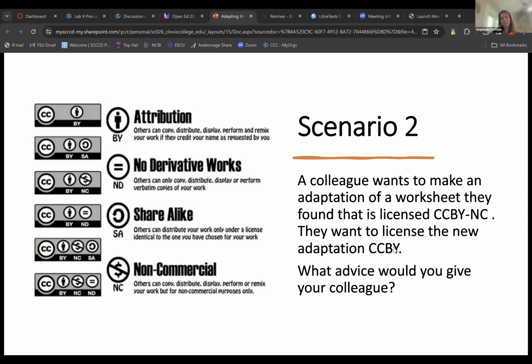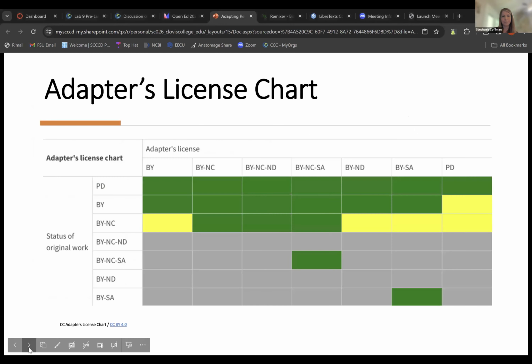So it honors the wishes of the people before, but it also greatly simplifies things for downstream users who are using this. They don't have to try to figure out which part of this is non-commercial and which part is not. Do you guys have any other thoughts about this example? All right, so this was our adapters license chart. That's why these boxes are yellow, because it is recommended, even though it's not a legal requirement.